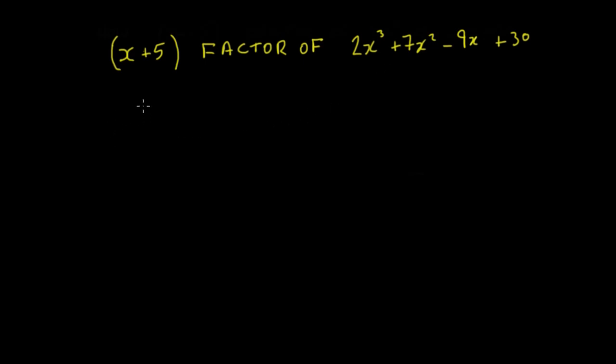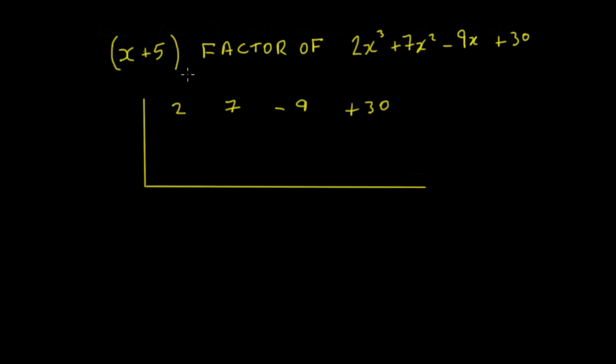So we're going to use synthetic division, and we can put down the coefficients. The coefficient of the cubed term is 2, the squared term is 7, and the term in x is minus 9, and we've got a plus 30. And we've got x plus 5, so we're interested in when x plus 5 is equal to 0, x is equal to a value of minus 5. So we start off with minus 5 here, and we've got a factor of 2 down here.